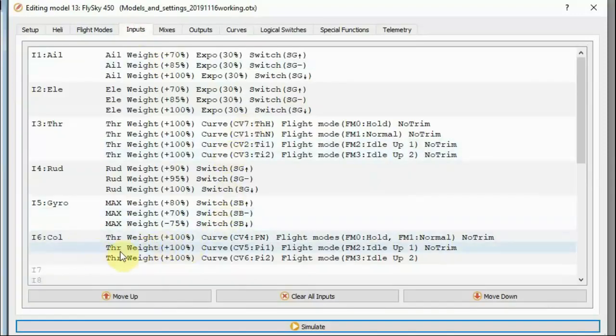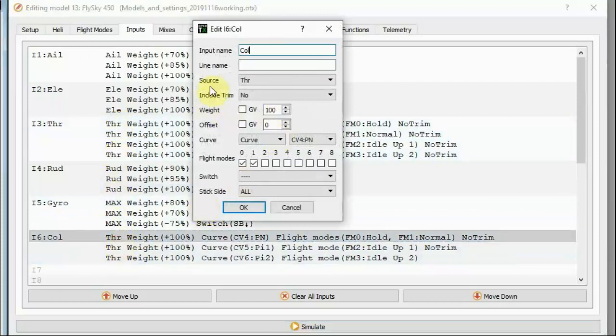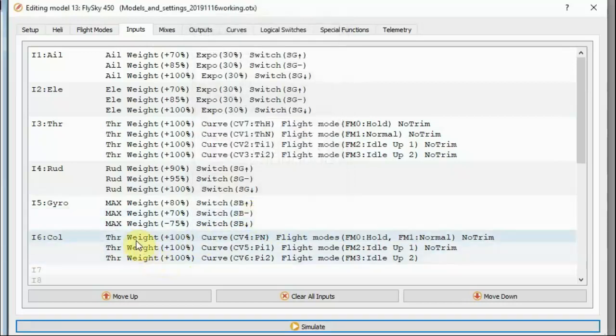Collective is an additional input which is defined to control pitch, and is also conditional on the throttle stick. So these 2 inputs are both driven by the throttle stick. When we define their source, we define the source to be the throttle for both of them. So we've got 2 inputs because it's very logical with a helicopter. The throttle stick drives the throttle and the pitch.